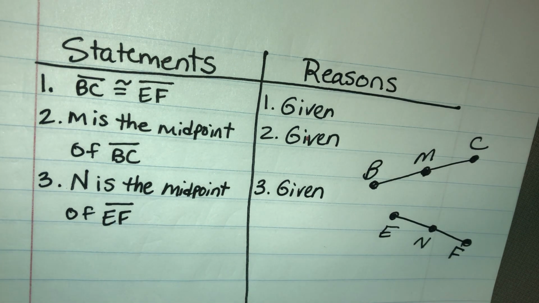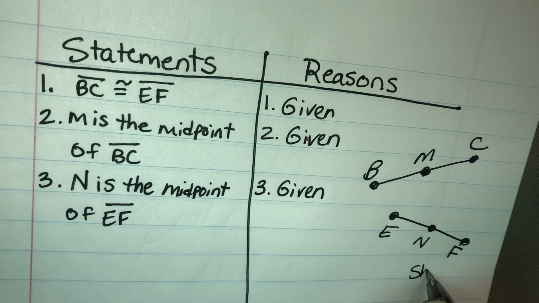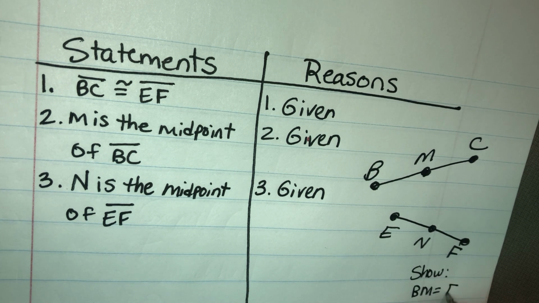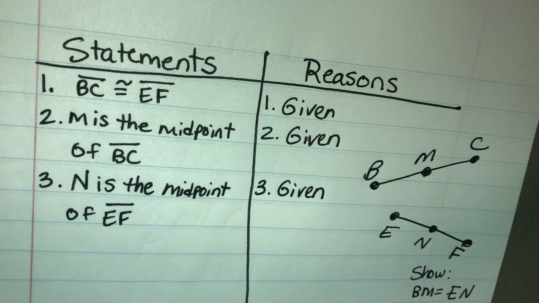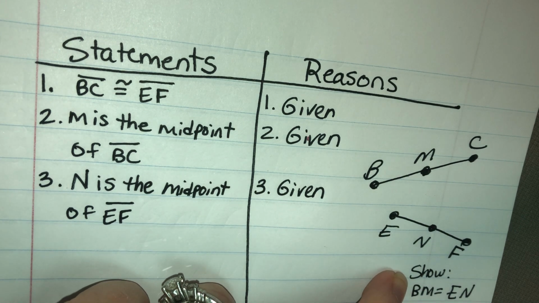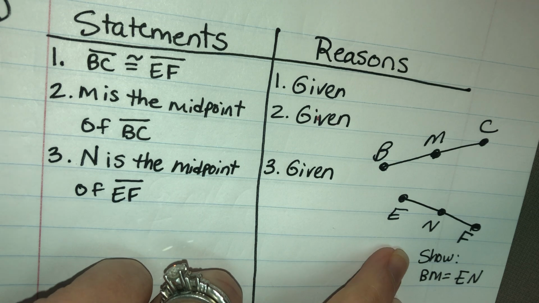Okay, so I have 3 things that are given, and I'm trying to prove or show that BM is equal to EN. Whatever they give you for your show statement is what you're going to want to end with in your proof as your last statement.